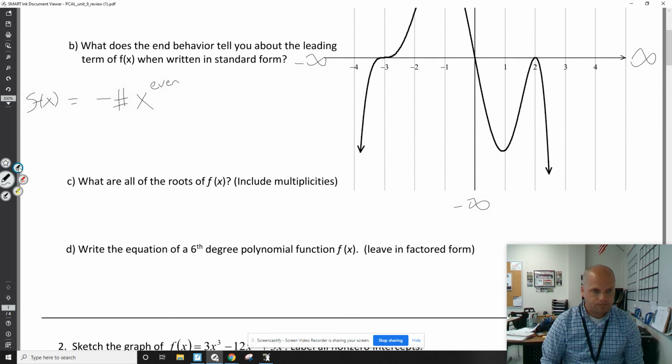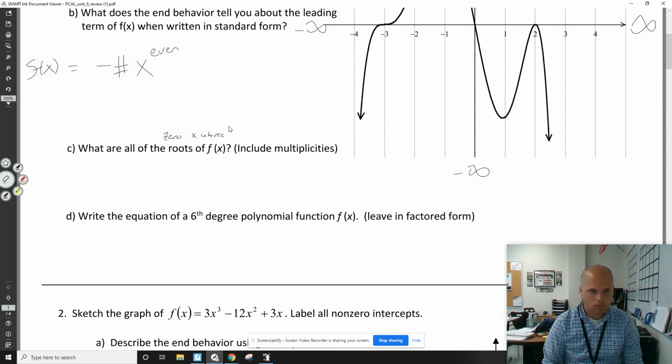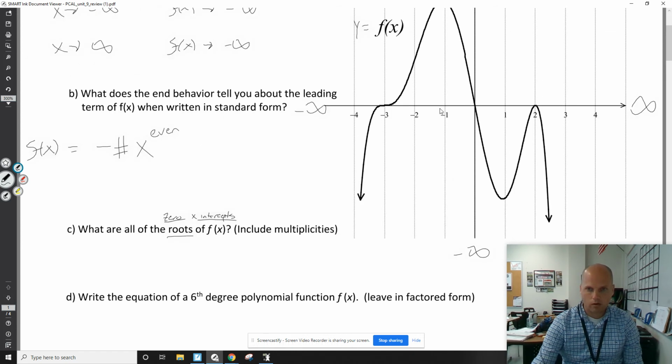What are all the roots? So the roots are zeros, x-intercepts, all the same. Intercepts. Same as a root. So it's when our graph crosses the x-axis. So I got x equals negative 3. Now I know the multiplicity of this has got to be an odd number, and it's got to be at least 3. That's because I'm bending on the way through.